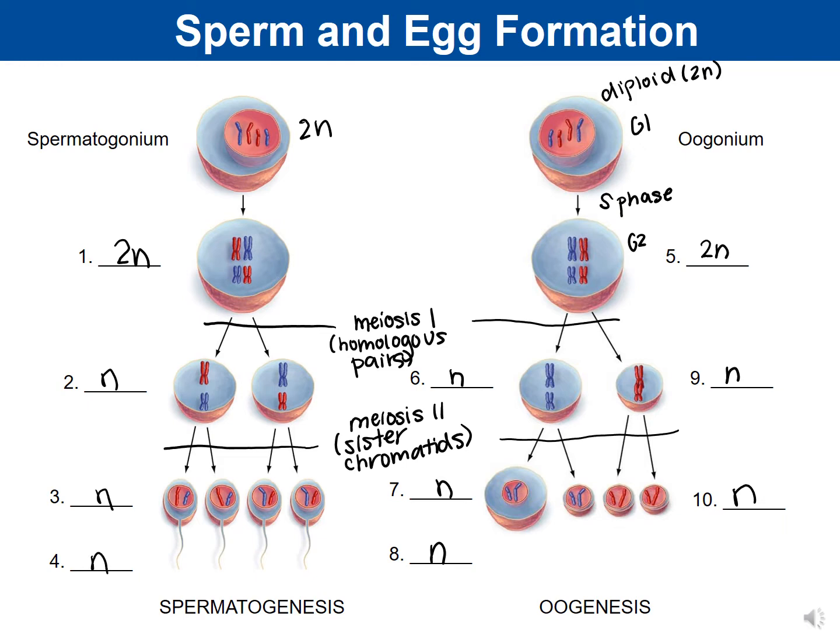And so this is just comparing, again, oogenesis and spermatogenesis. Spermatogenesis is going to produce 4 viable gametes. Oogenesis is going to produce 1 gamete, 1 egg, and 3 polar bodies, which are support cells.